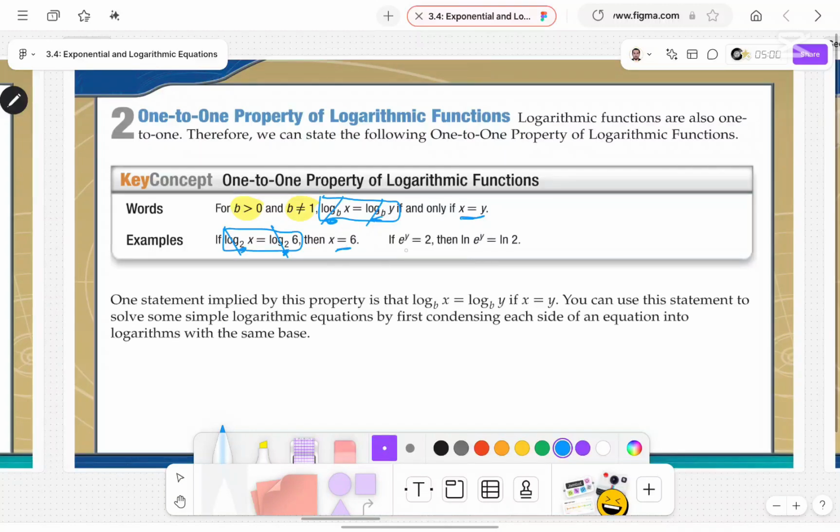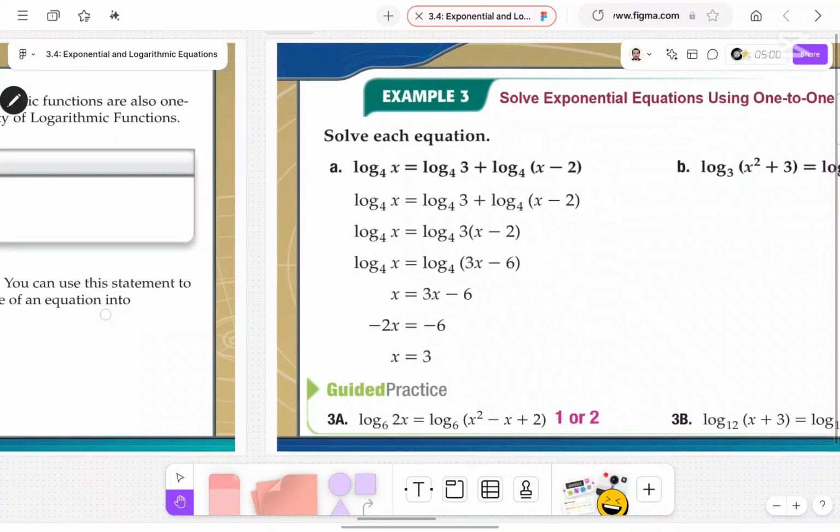Same thing also with the ln, or with the e base. So when I have e to the power of y equals 2, what can I do to cancel the e? How can I cancel this one? I can do ln for both sides. ln here, ln here. So now ln cancels the e. So it becomes y is equal to ln 2. So this is the answer. Okay? Now, let's go to the example.